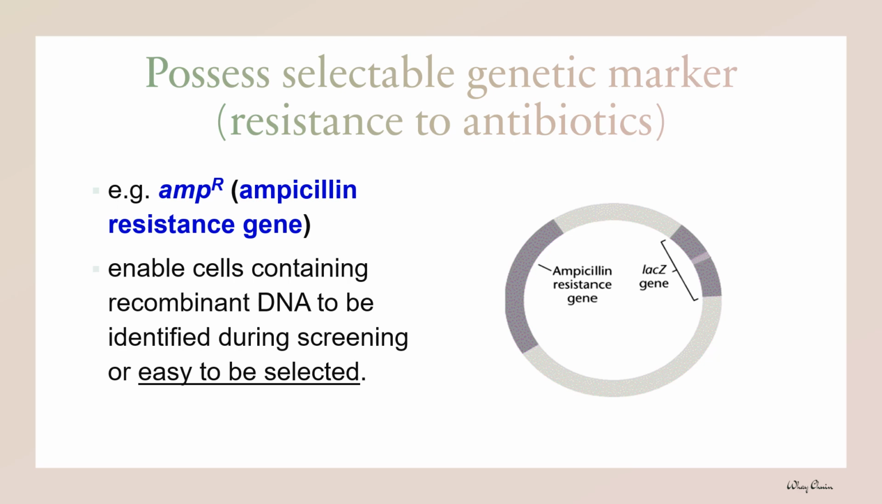Cloning vectors such as plasmids have accessory genes that are always used as a genetic marker. For example, the ampicillin resistance gene is used as the genetic marker during the screening method later. When a host cell is inserted with this plasmid that contains the ampicillin resistance gene, the host cell is able to survive in the medium that contains the antibiotic ampicillin. It means that the host cell cannot be killed by this antibiotic.